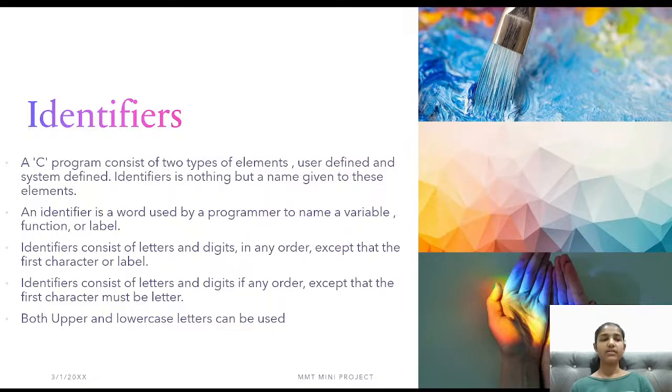Identifiers. A C program consists of two types of elements, user defined and system defined. Identifiers are nothing but a name given to these elements. An identifier is a word used by a programmer to name a variable, function, or label.